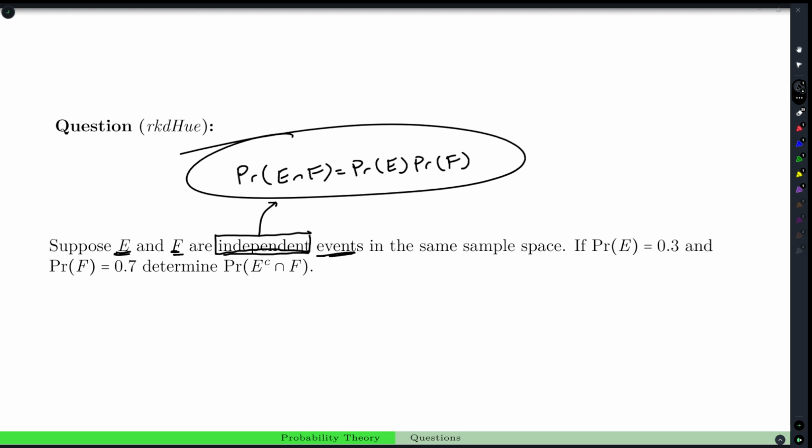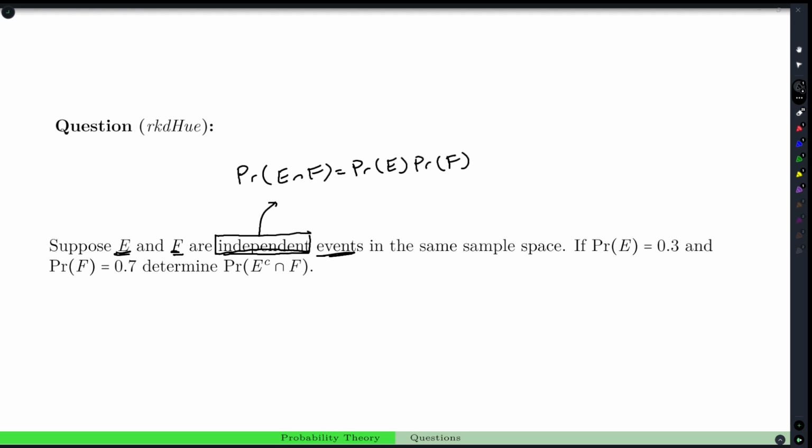There will probably be other formulas and other things to worry about, but this comes into play only if we see independent events. So, okay, let's read the rest of the question. If the probability of E is 0.3 and the probability that F happens is 0.7, or you could say 70% or 7 out of 10 times, find the probability of E complement intersect F.